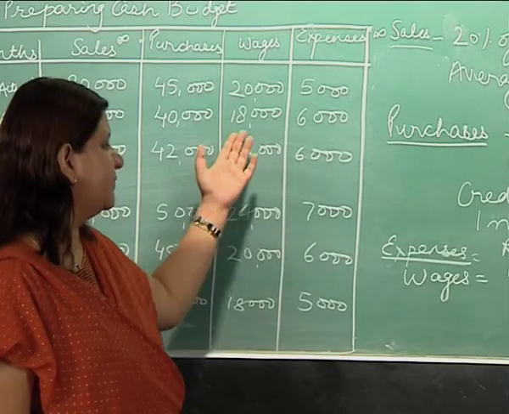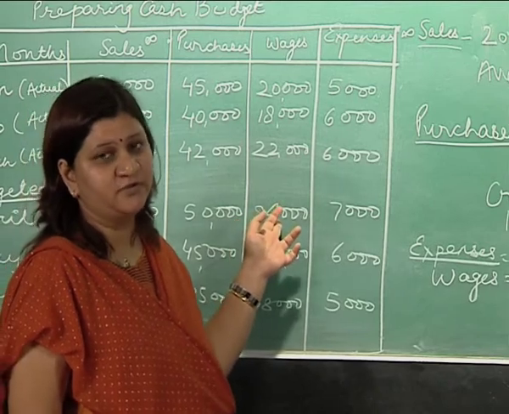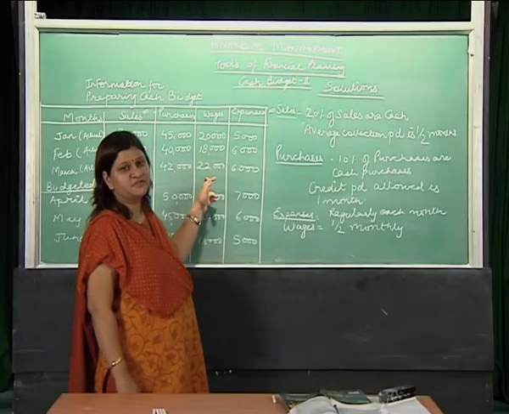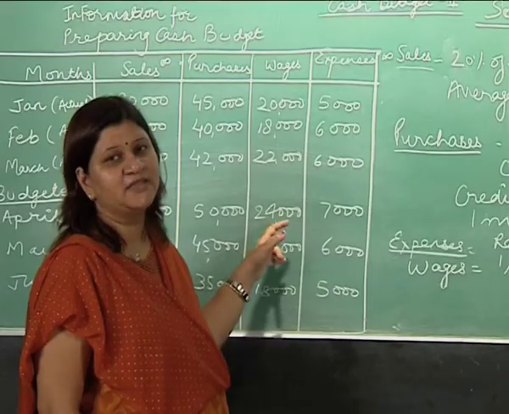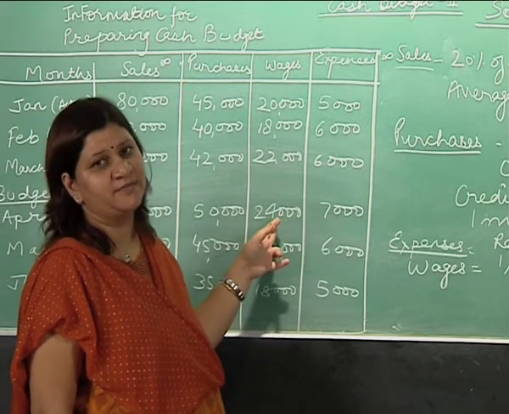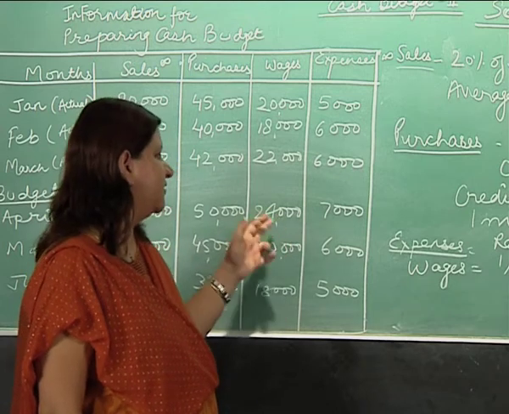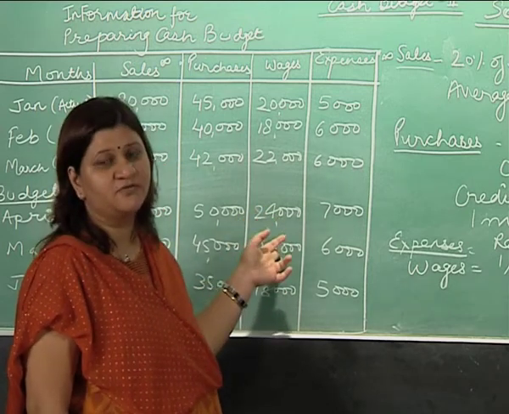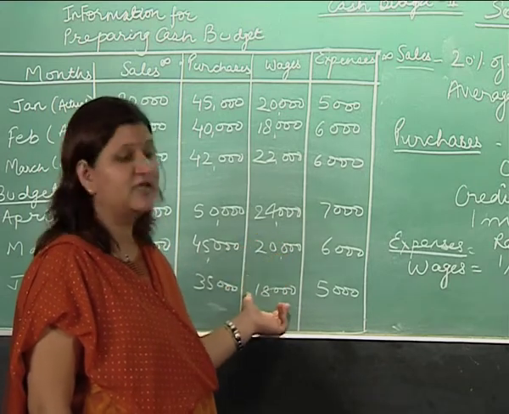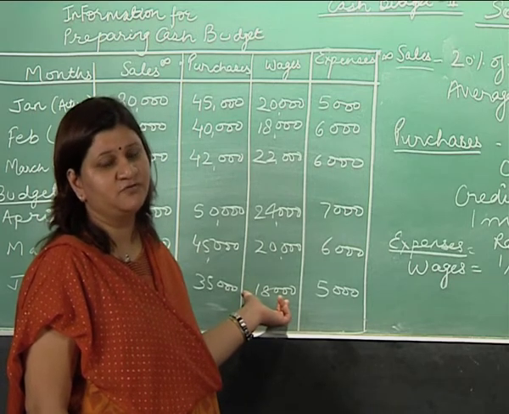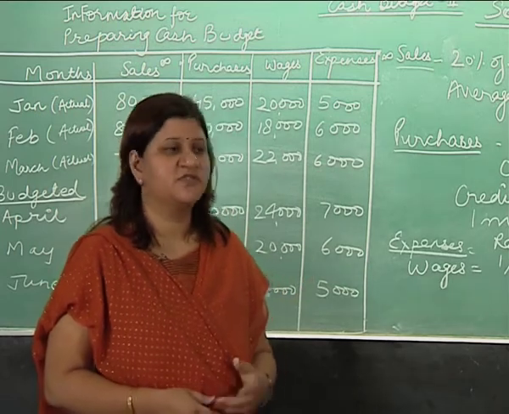Now, wages. Wages are being paid half monthly, that is out of 24,000, 12,000 shall be paid for month of April, and 22,000 which is the wages for March month, 11,000 of it shall be paid in the month of April, and 12,000 of the April itself will be paid in the month of April. So, 11,000 plus 12,000 we need to pay in the month of April. Similarly, remaining 12,000 plus 10,000 of the month of May will be paid in the month of May. Again, the remaining 10,000 of May plus 9,000 of the June shall be paid in the month of June. So, we have all the information. So, we can start preparing the cash budgets.